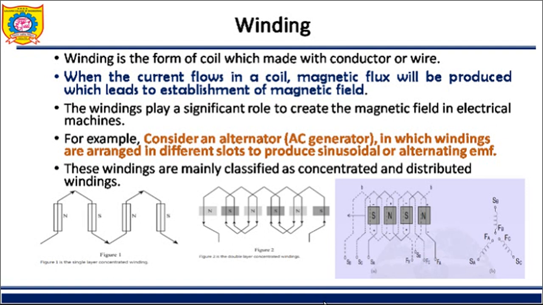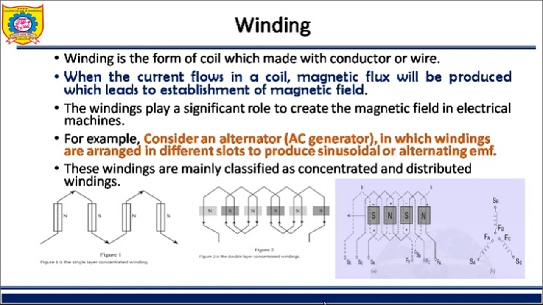Suppose we take an example: an alternator, in which windings are arranged in different slots, because in the stator there are slots and in the rotor there are slots. If we take the alternator as an example, then in the alternator the stator carries the armature winding. At the same time the rotor carries the field winding. So we put the winding on both sides. These windings are mainly classified on the basis of concentrated winding and distributed winding.